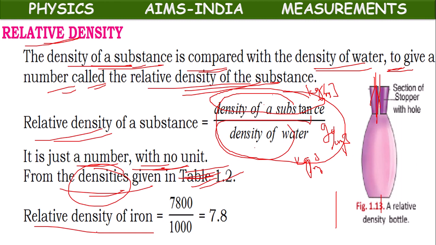So relative density of iron. So density of iron by density of water. So density of iron, how much? 7,800. Water, how much? 1,000. So the relative density of iron is 7.8. Like that we can calculate.